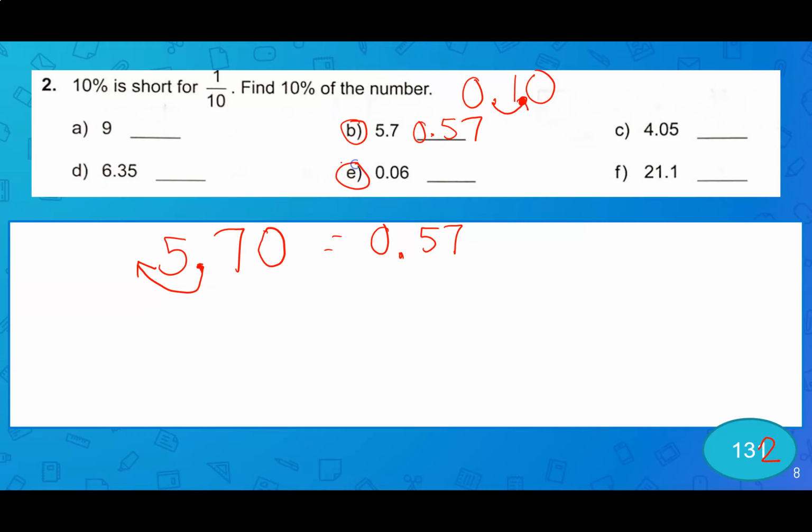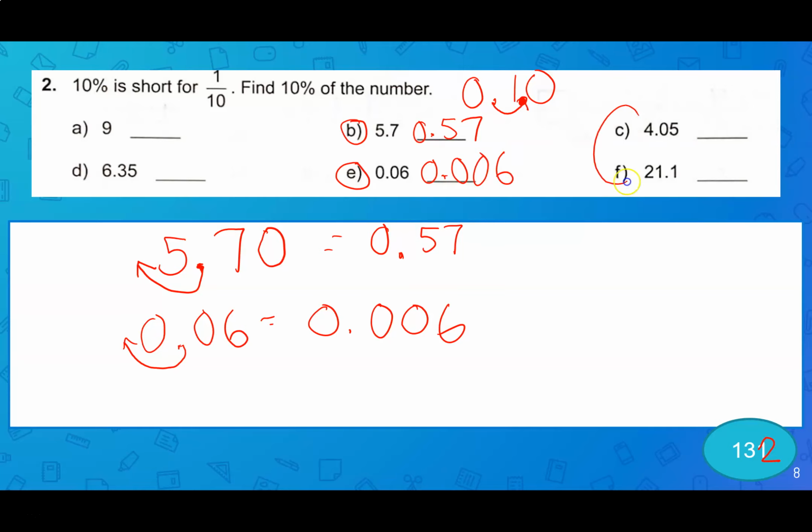All right, E might be a tricky one. We're starting with a small number, 600s. Again, if we're thinking money, this would be only 6 cents. So if we find 10% of this number, we're not even going to be left with this 1 whole cent. So again, we move the decimal 1 place to the left, and we're left with 0.006 or 6 thousandths. Please try the remaining questions on your own.